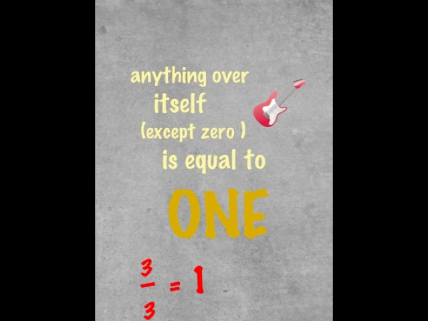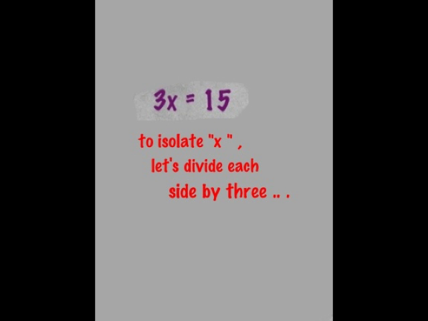Anything over itself except 0 is equal to 1, keep in mind. So 3 over 3 is equal to 1. 100 over 100 is equal to 1. Anything divided by itself is equal to 1. So here's what we're going to do. We're going to isolate x, and we're going to divide the left half of the equal sign and the right half both by 3.